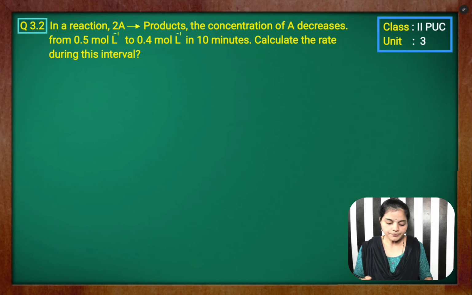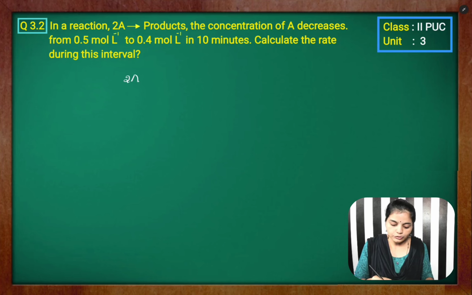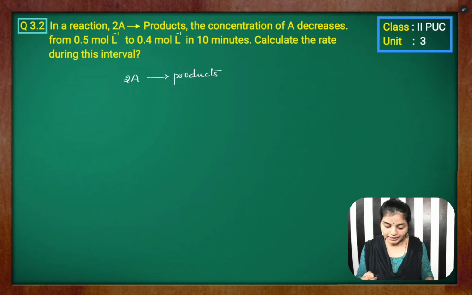Question number 3.2. In a reaction, 2A gives products, the concentration of A decreases from 0.5 mole per liter to 0.4 mole per liter in 10 minutes. Calculate the rate during this interval. So they have given us the reaction: 2A is getting converted to products.